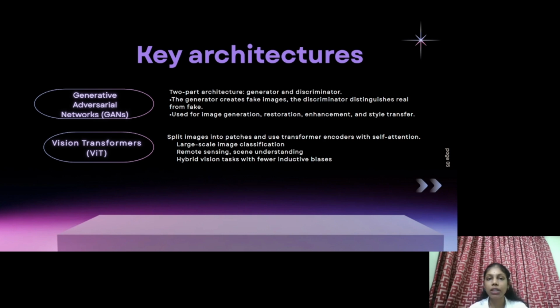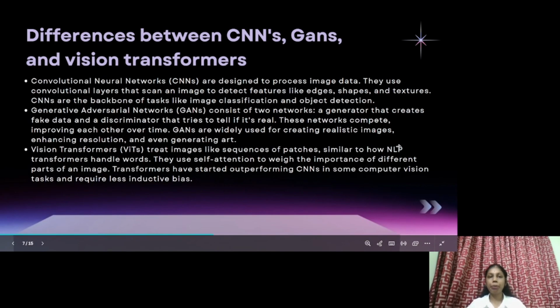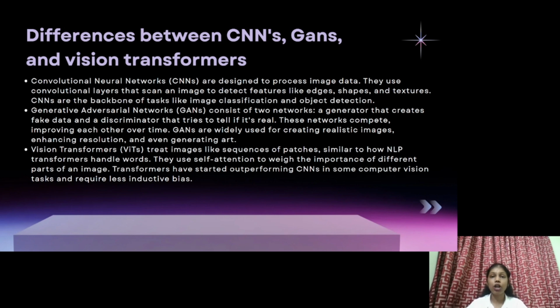Next come the vision transformers. ViTs are the newer kids on the block. Instead of scanning pixels, they divide the images into patches and use attention mechanisms like NLP. They are showing excellent performance in tasks like remote sensing and large-scale classification. Now, let me quickly compare. CNNs extract spatial features from the images. GANs are good at generating and enhancing the images. ViTs process the images as a sequence of patches using self-attention. They often outperform CNNs in some tasks and they require less prior knowledge.